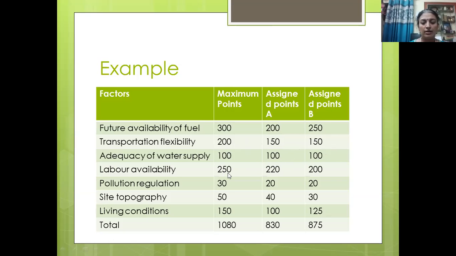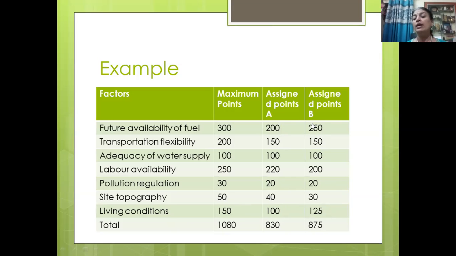And labor availability, out of 250, location A gets 220 and location B is a bit low, that is 200. And as far as pollution regulation, out of 30, both have scored 20. And here the site topography. A is better, so we have given 40. And B is a bit less, that is 30. Here in living conditions, out of 150, site A is getting 100 and location B is getting a bit more, that is 125. Like this, we have assigned the score for location A and location B.